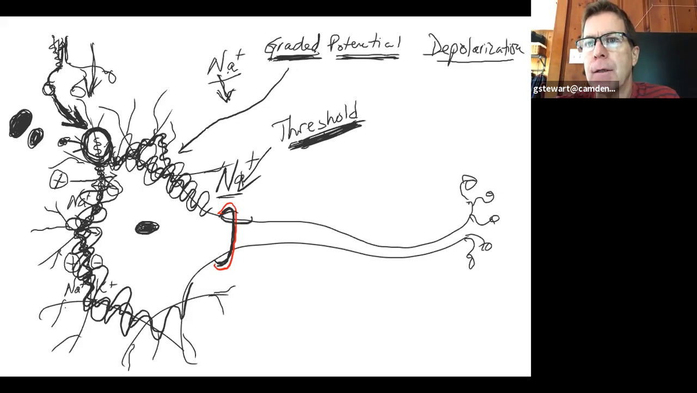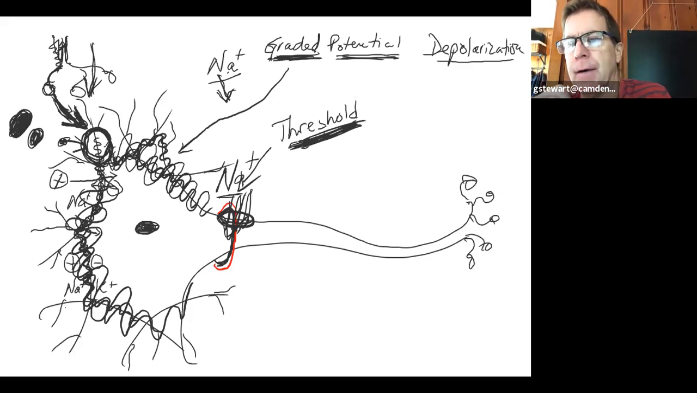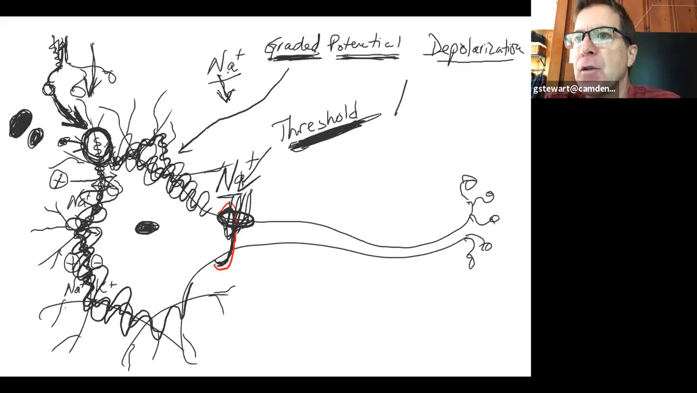sodium gates open up like a dam. They open up really wide, and sodium ions right here literally gush into the cell. They pour into the cell. That is the beginning, the initial stimulus, once this cell reaches threshold, of an action potential or an electrical stimulus.